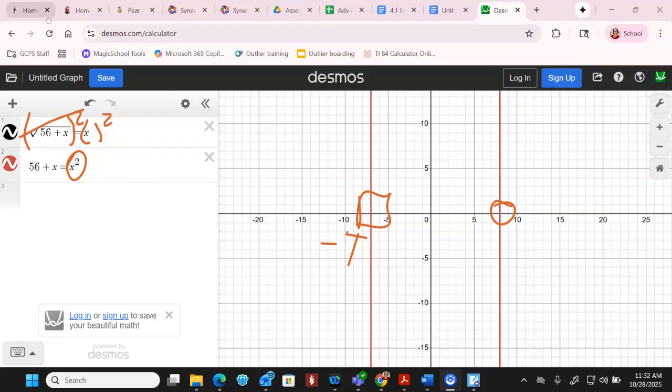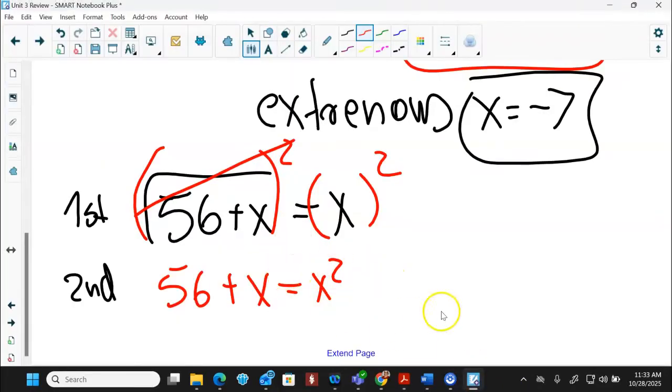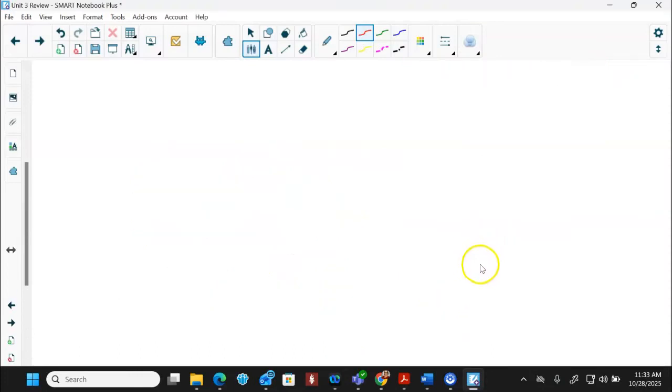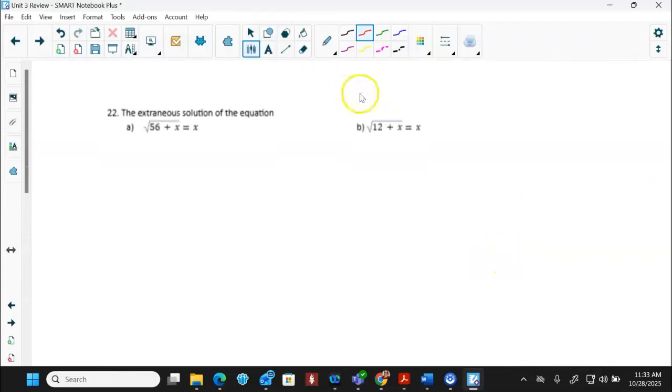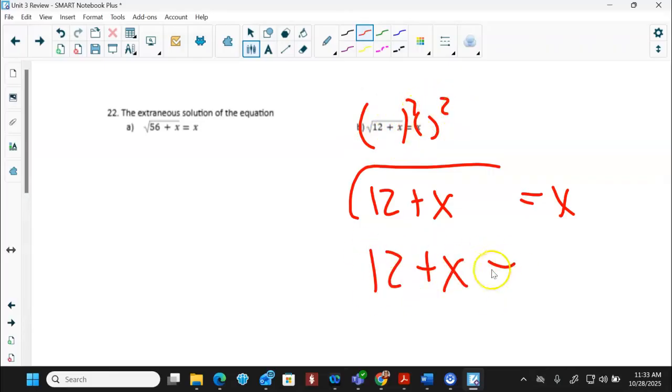All right. So that just checks my answer, okay? Now, let me erase that. Now, can I do the same thing for this one, just using Desmos? Absolutely. So that's 12. I'm going to plug in 12 plus x equals x. And then on the second line, I'm going to square it. I'm going to plug in 12 plus x equals x squared.